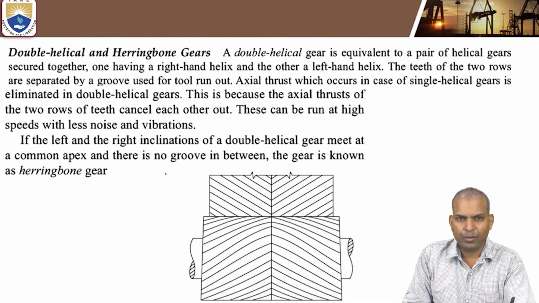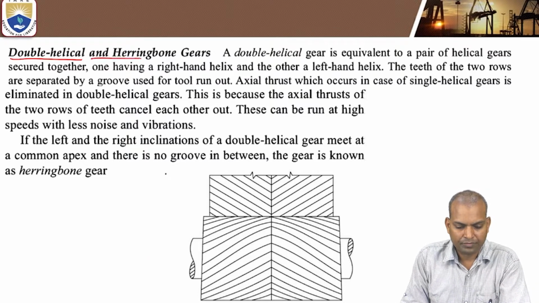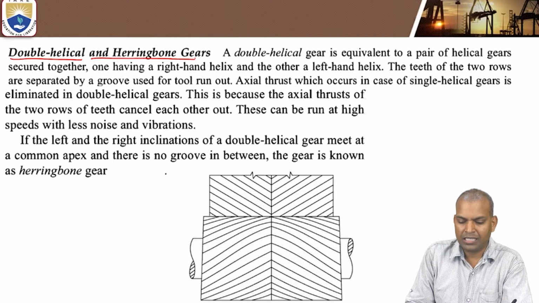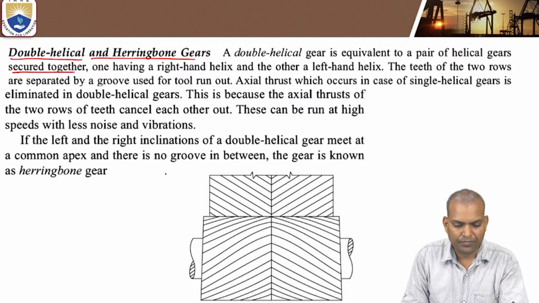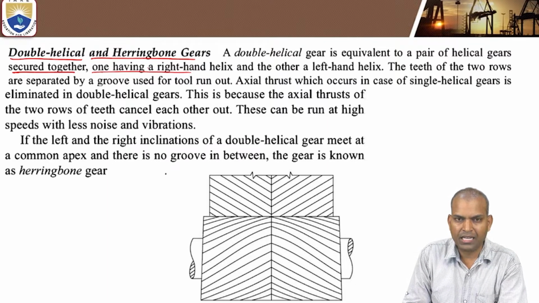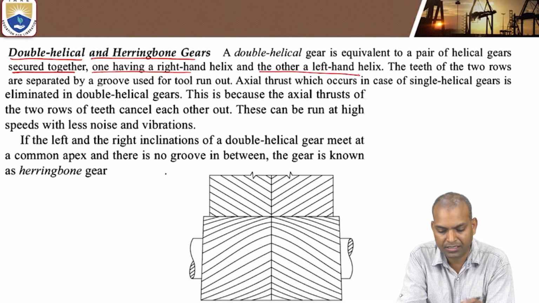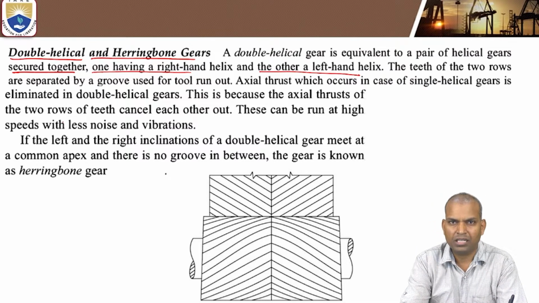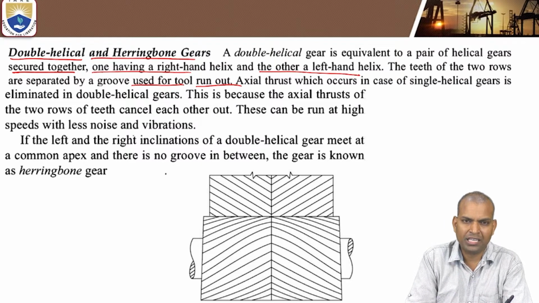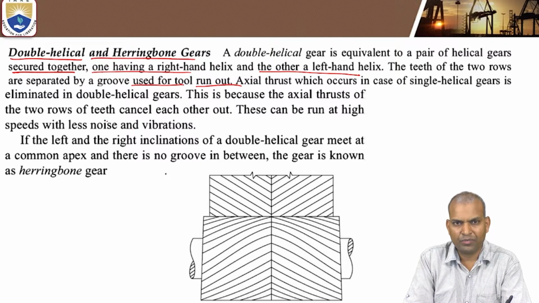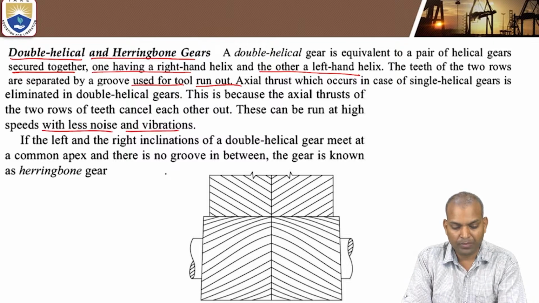The third category is called double helical or herringbone gears. This double helical gear is equivalent to a pair of two single helical gears secured together, one having a right-handed helix and the other having a left-handed helix. The teeth of the two gears are separated by a groove used for tool runout. The axial thrust that occurs will be nullified, whereas in a single helical gear the axial thrust can be high.